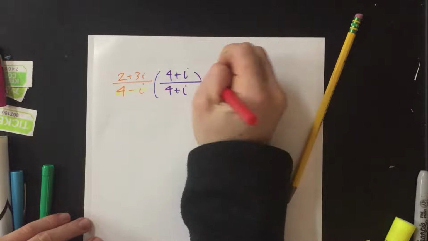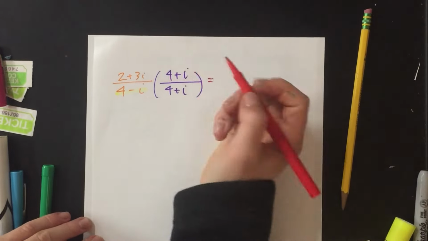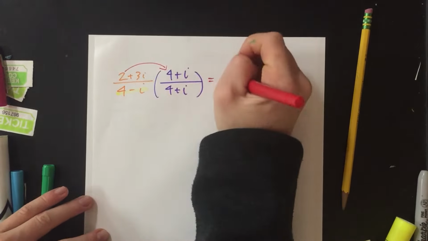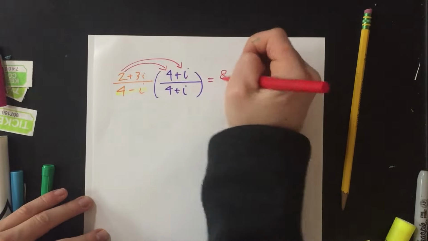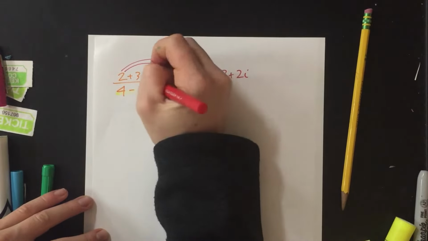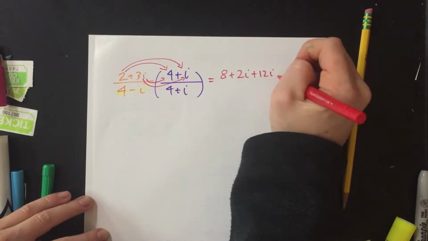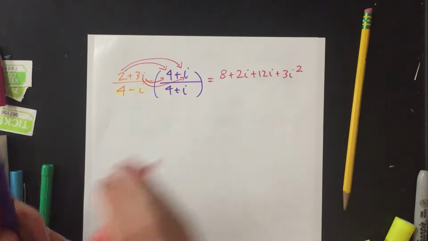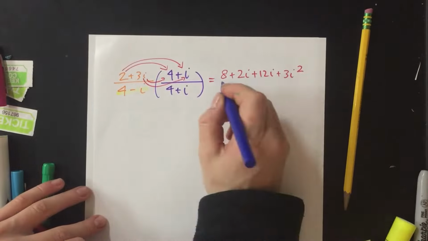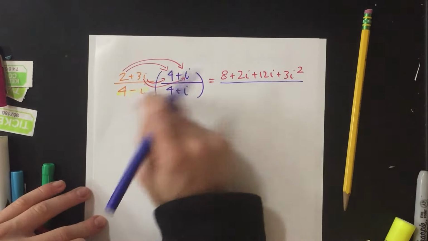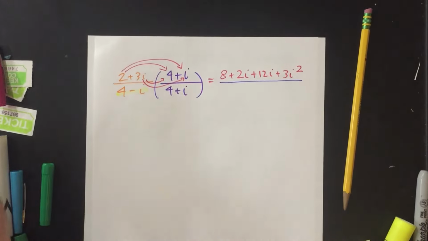And then we do the same process. It's just a pain because you have to FOIL the numerator and the denominator. So 2 times 4 is 8, 2 times i is 2i, 3 times 4 is plus 12i, and 3i times i is plus 3i squared. And then you put this over. Okay, we're going to multiply the complex conjugates.